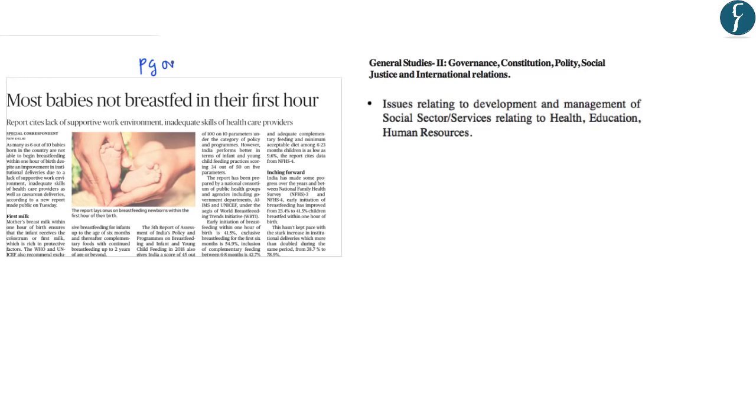This news article on page number 7 is related to a report which says that most of the babies in India are not breastfed in their first hour. So this topic falls under the General Studies paper 2 of the mains examination syllabus under the subtopic health. So let us try to understand some of the key facts that have been highlighted by the report.